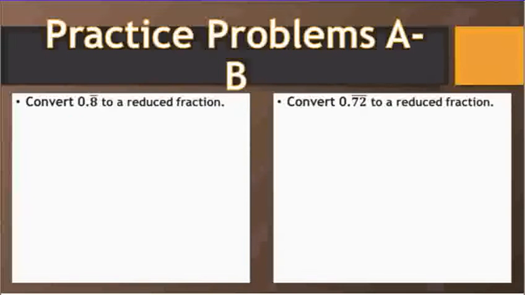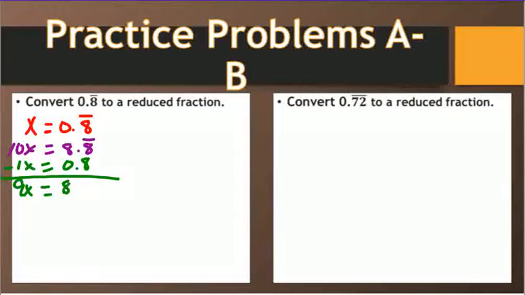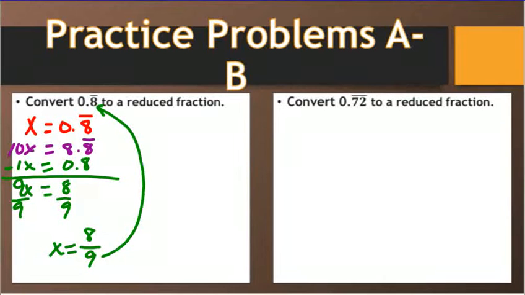Next, convert 0.8 repeating to a reduced fraction. So I choose a variable, make it equal to my repeating decimal, so x equals 0.8 repeating. Since I have 1 repeating digit, I multiply both sides by 10, so this would be 10x equaling 8.8 repeating. Then I take my top equation and subtract it from the second equation, and I get 9x equaling 8. Divide by 9 on both sides, x would equal 8/9, and that's what 0.8 repeating would be.